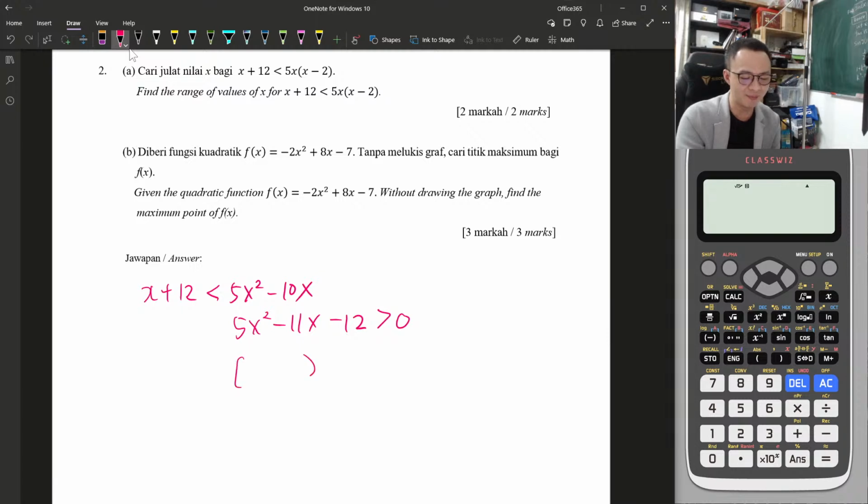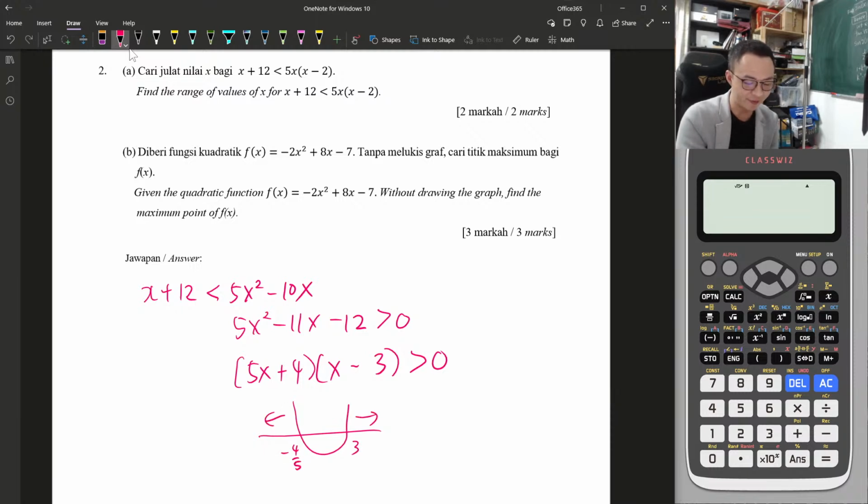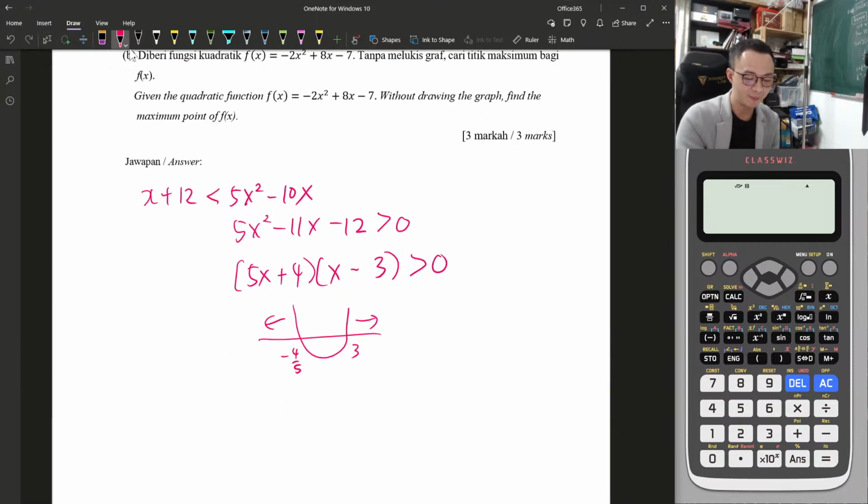Because right now, I believe I should be able to factorize. I hope I'm not wrong. For 11 it should be something like 4 and 3, so it should be minus and plus. Bigger than 0, we should go these two directions. Here should be 3 and negative 4 over 5. So therefore, my x value must be bigger than 3, or my x value must be less than negative 4 over 5.